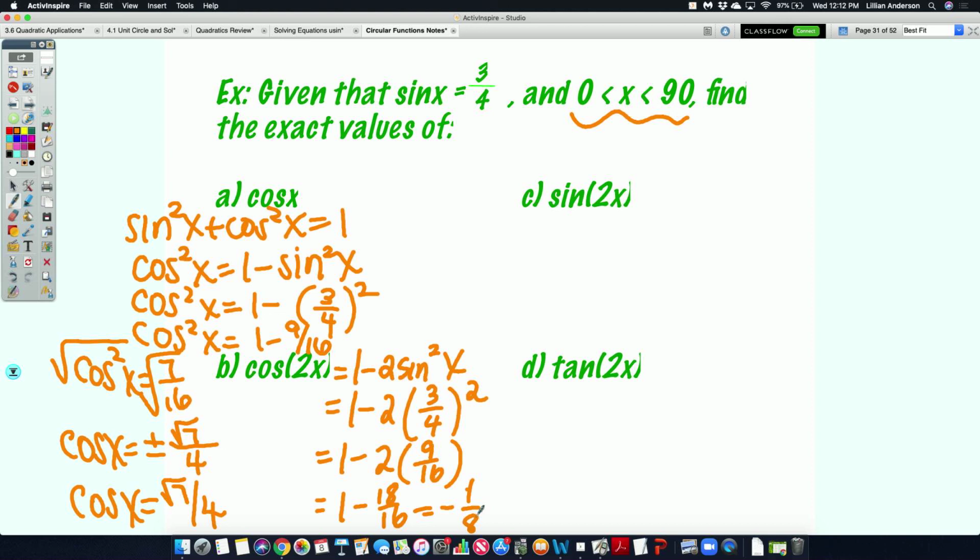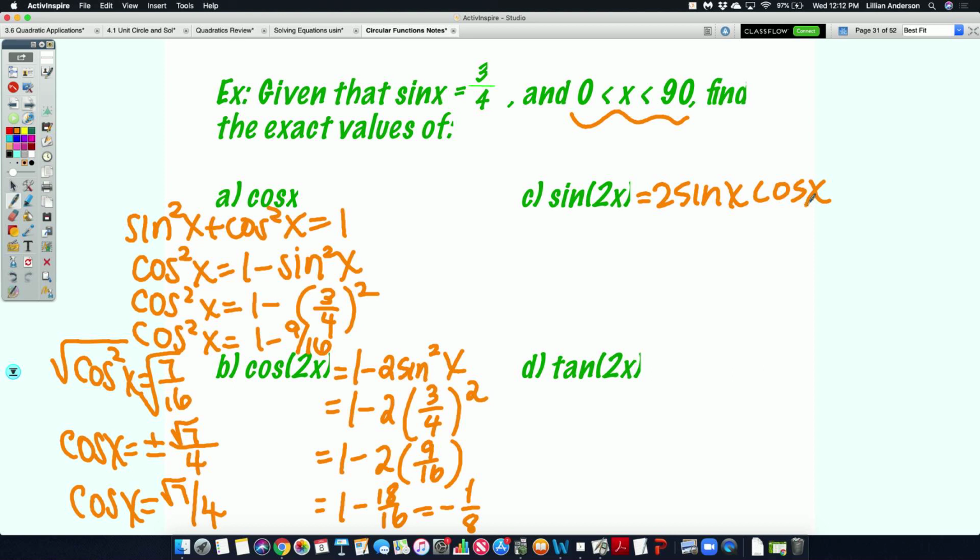Questions? I'm using my identities to find the exact values of these trig expressions. Now, sine 2x. What's the identity for sine 2x? Okay, so that is 2 sine x cosine x. X and theta are interchangeable. Now unfortunately we would need the correct cosine to find the correct one of this. Okay, there's no getting around it.